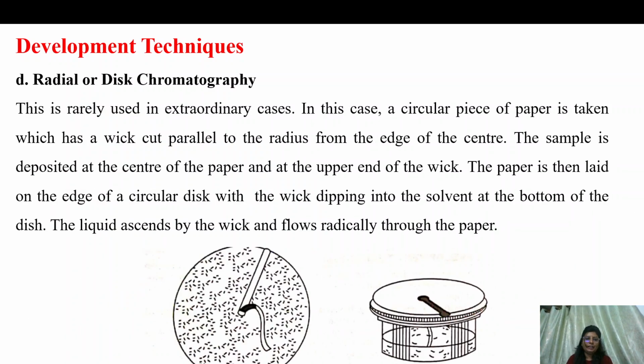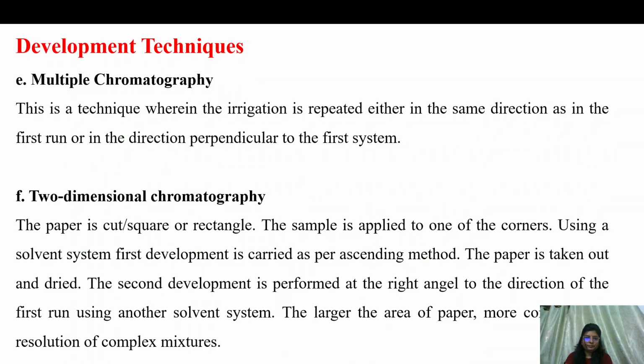Now let's talk about radial or disc chromatography. In radial chromatography, we cut the filter paper into a circular portion, and from the edge toward the center we cut a wick. The sample is deposited at the center of the paper at the upper end of the wick, and the paper is then laid onto the edge of the circular dish with the wick dipping into the solvent at the bottom of the dish. The liquid ascends by the wick and flows radially through the paper.